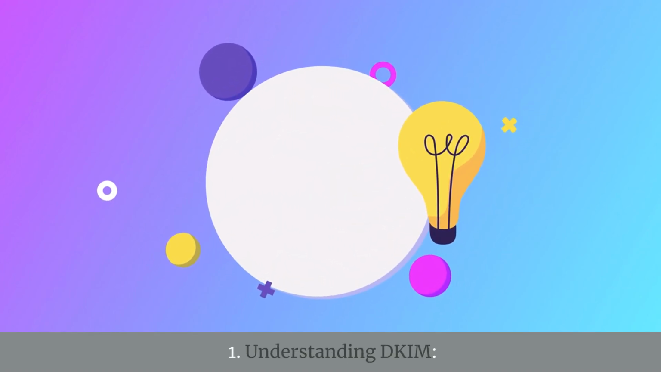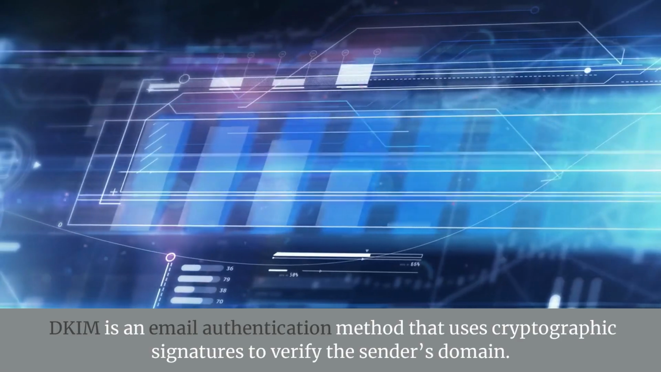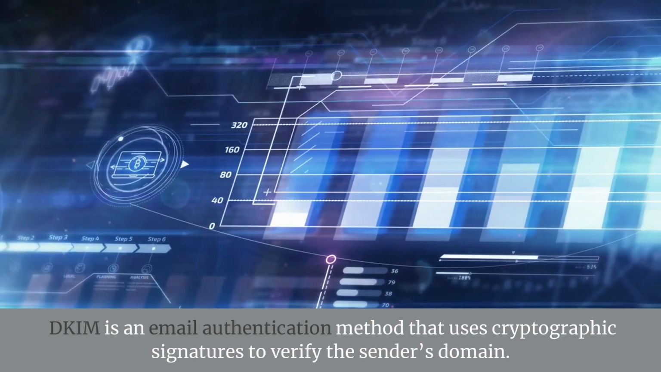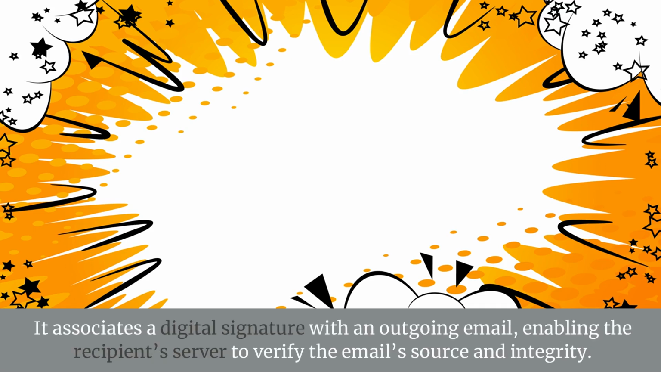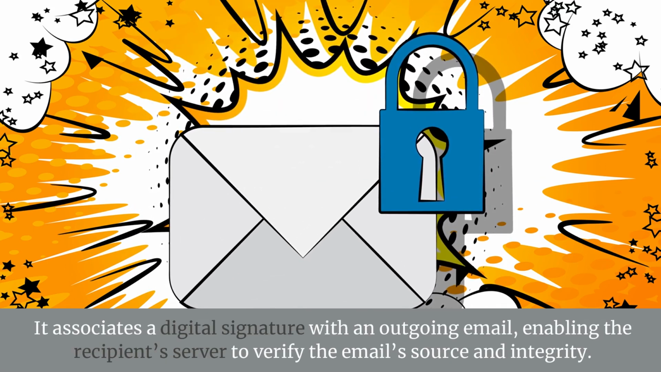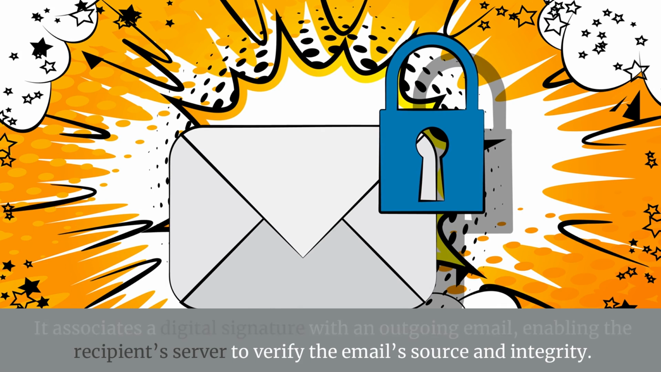1. Understanding DKIM. DKIM is an email authentication method that uses cryptographic signatures to verify the sender's domain. It associates a digital signature with an outgoing email, enabling the recipient's server to verify the email's source and integrity.